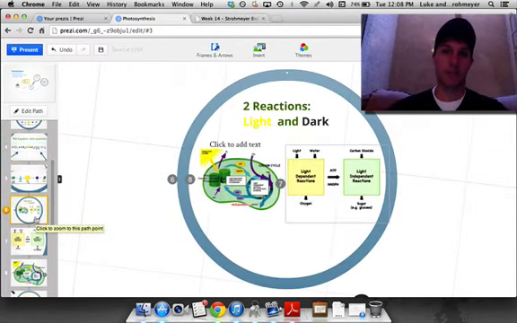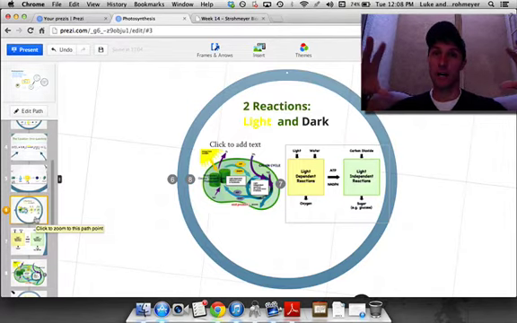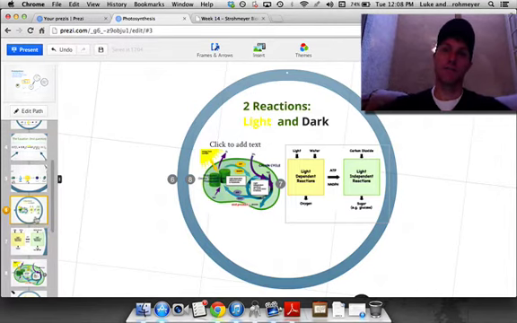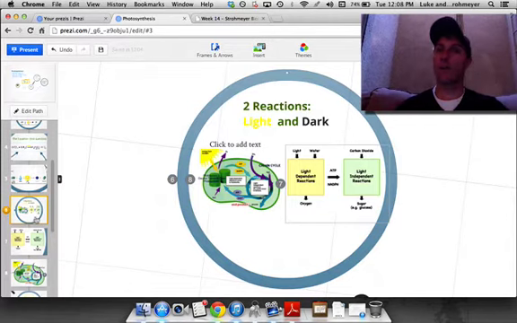Alright, now let's start getting into some of the specifics. Again, we're going to start kind of broad, and we're going to narrow it down as we go. So photosynthesis is actually 2 different reactions. We're going to call them the light reactions and the dark reactions.